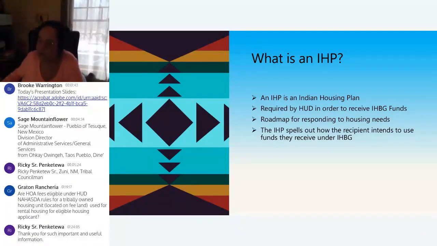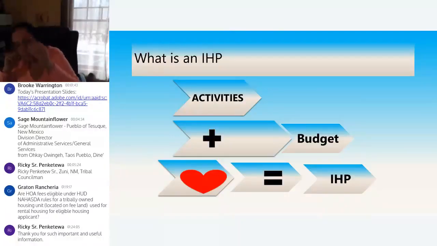Okay, so your IHP is your Indian Housing Plan, required by HUD in order to receive your block grant funds. It's a roadmap. Okay, this is what we're doing with our money. This is how we're servicing our people this year. It spells out how you as a recipient intend to use funds that they receive under your block grant. Your activities plus your budget equals your IHP.